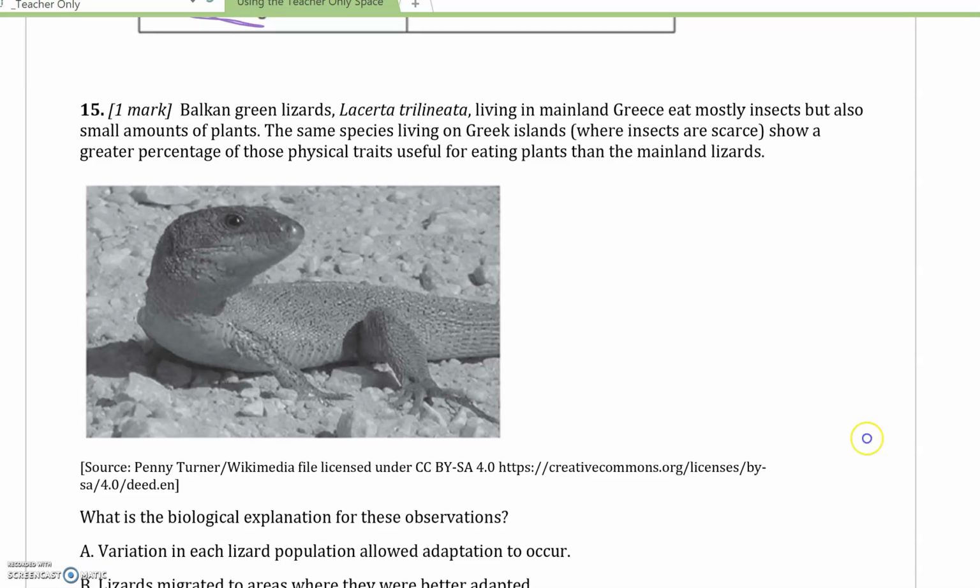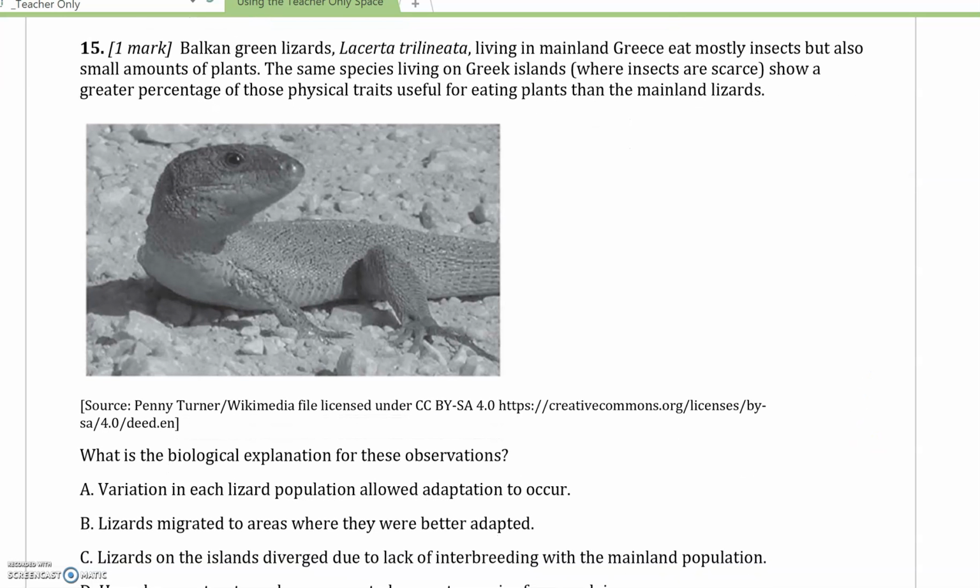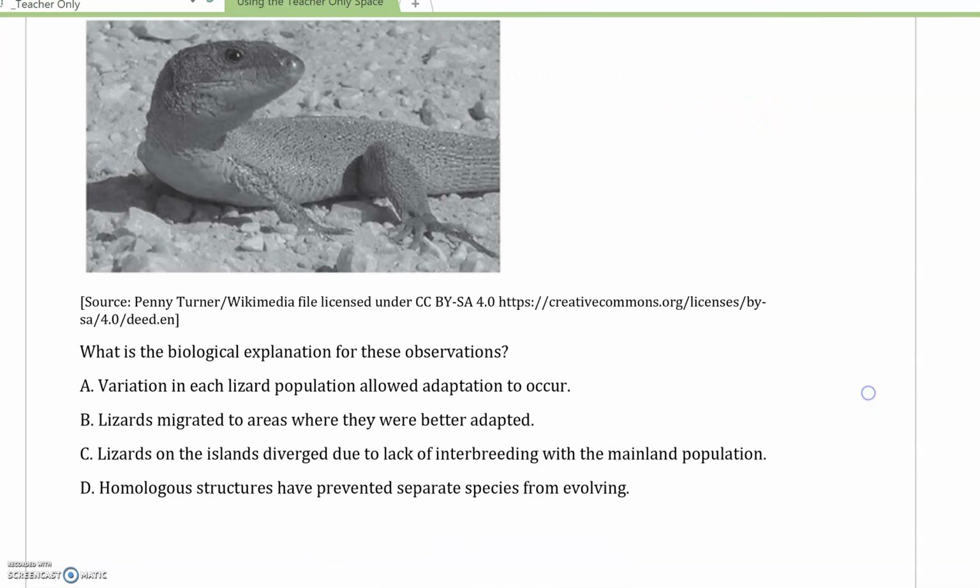Okay, question 15. The Balkan lizards living in mainland Greece eat mostly insects but also small amounts of plants. The same species living on Greek islands where insects are scarce show a greater percentage of those physical traits useful for eating plants than mainland lizards. So what is the biological explanation for these observations? If we think about it, we're seeing divergence here, aren't we?